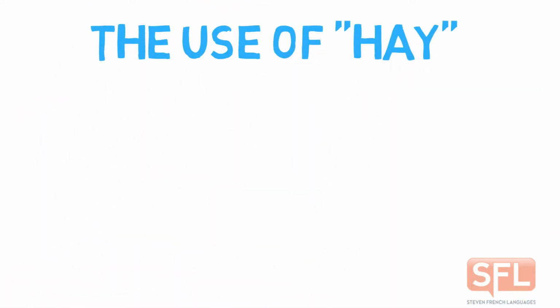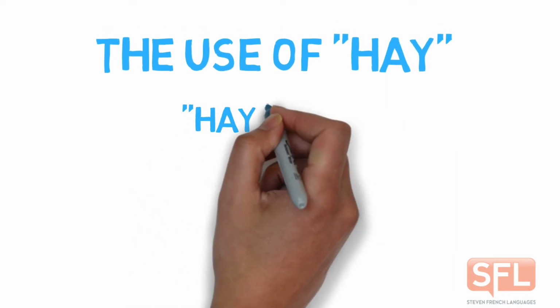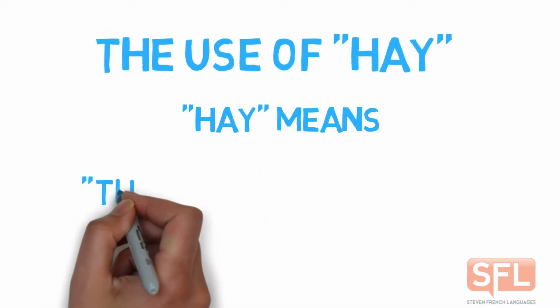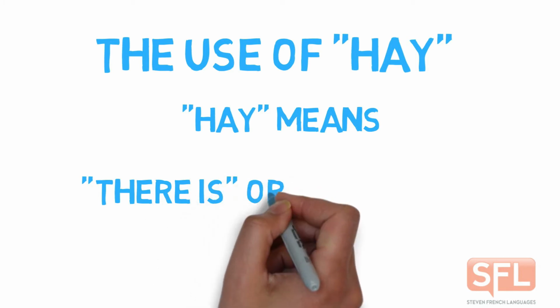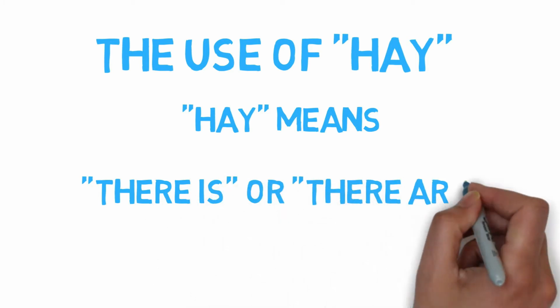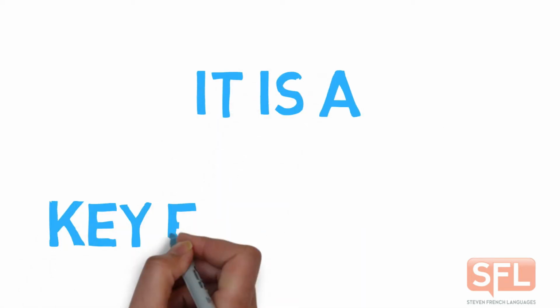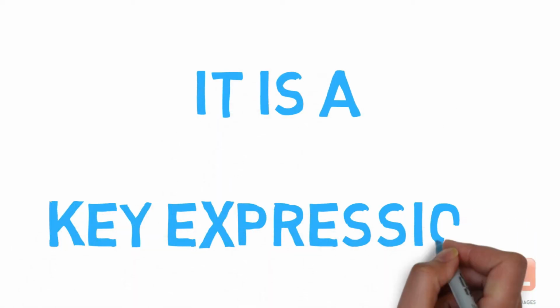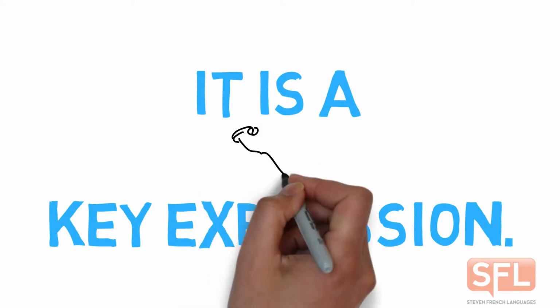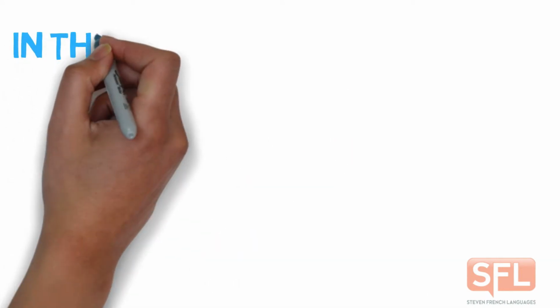So in this video we're going to look at the use of hay. Now hay means there is or there are. Key thing, it means there is or there are. And it is an absolutely key expression. You're going to get the point. Yeah, it's a key expression.